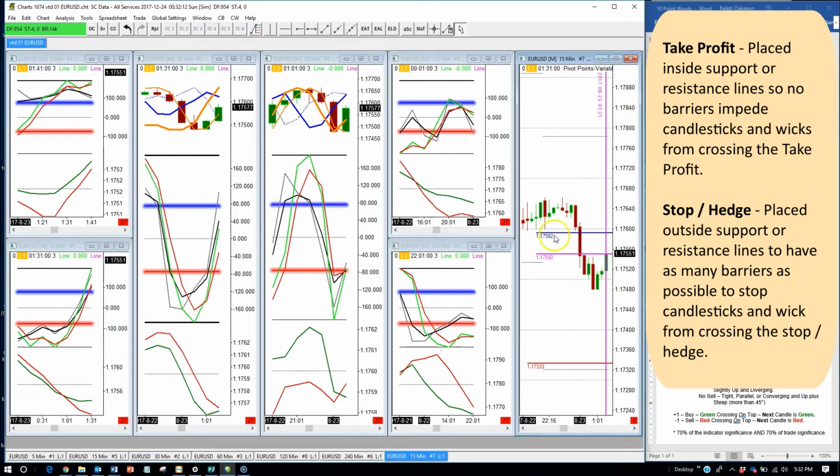So I want to be on the inside of a barrier for my profit, and I want to be on the outside of the barrier for my stop or hedge. Well, I'm very close to another barrier, so I'm going to just come over here and go about halfway down. Each of these lighter gray lines is 10 pips. So you can see I'm about 10, 20, 30 pips out. That's right in between my minus 25 and minus 35. Okay? So let's go ahead and take the trade.